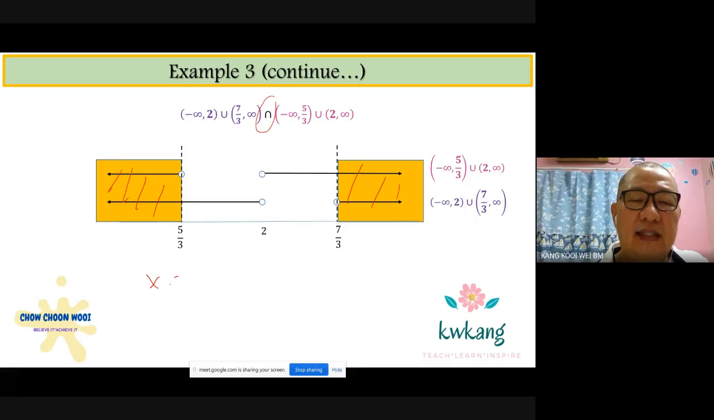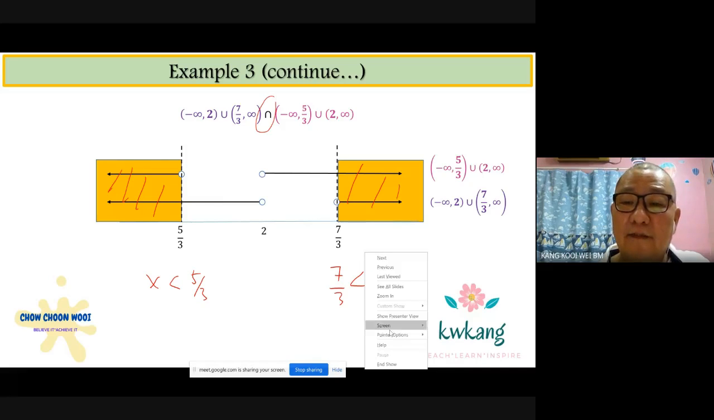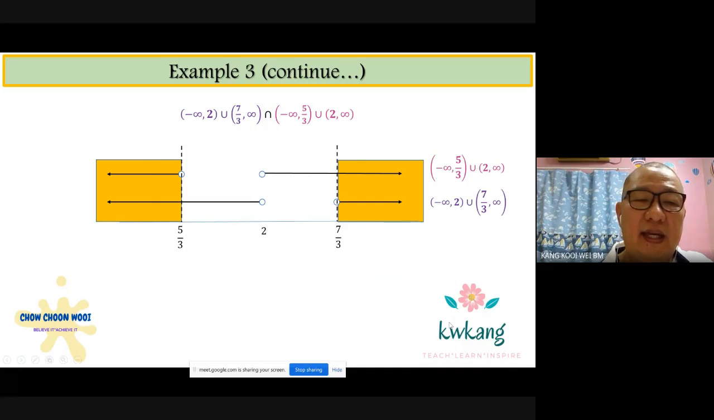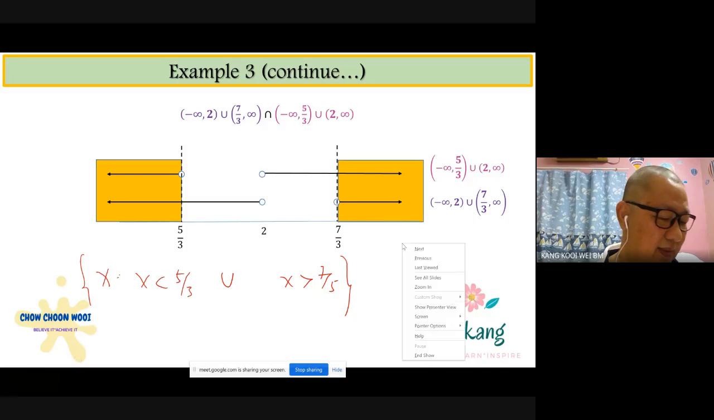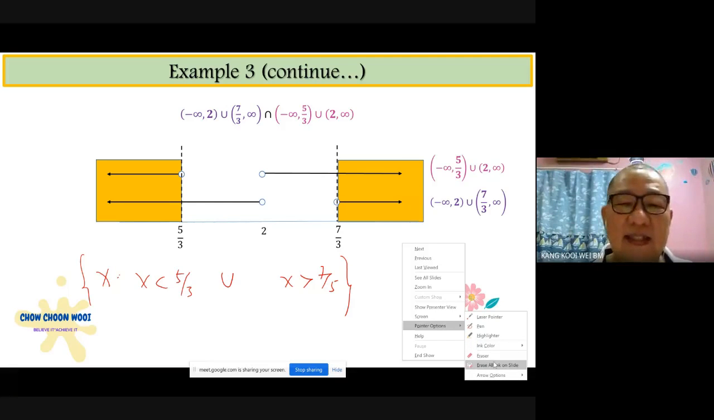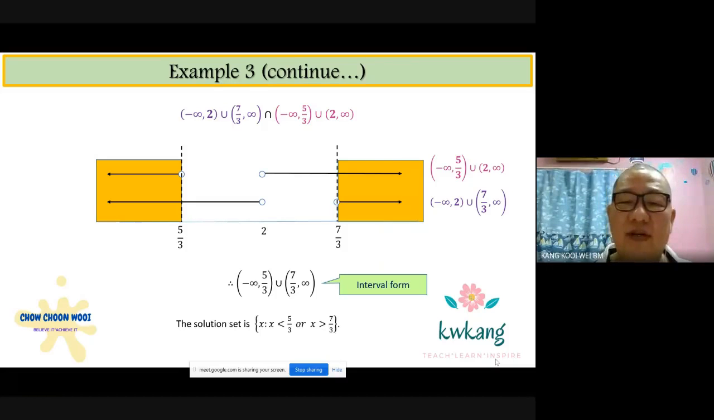The final answer is X less than 5 over 3. This part is X greater than 7 over 3, right? But we don't write it like that. Normally we write X is less than 5 over 3, then X is greater than 7 over 3, then in the middle, the union, we simply put X colon. That's all. Or if you want to type it nicer, we can put it in interval form or rewrite it in solution set. Interval form or set of solutions. Okay, can you? Yes.